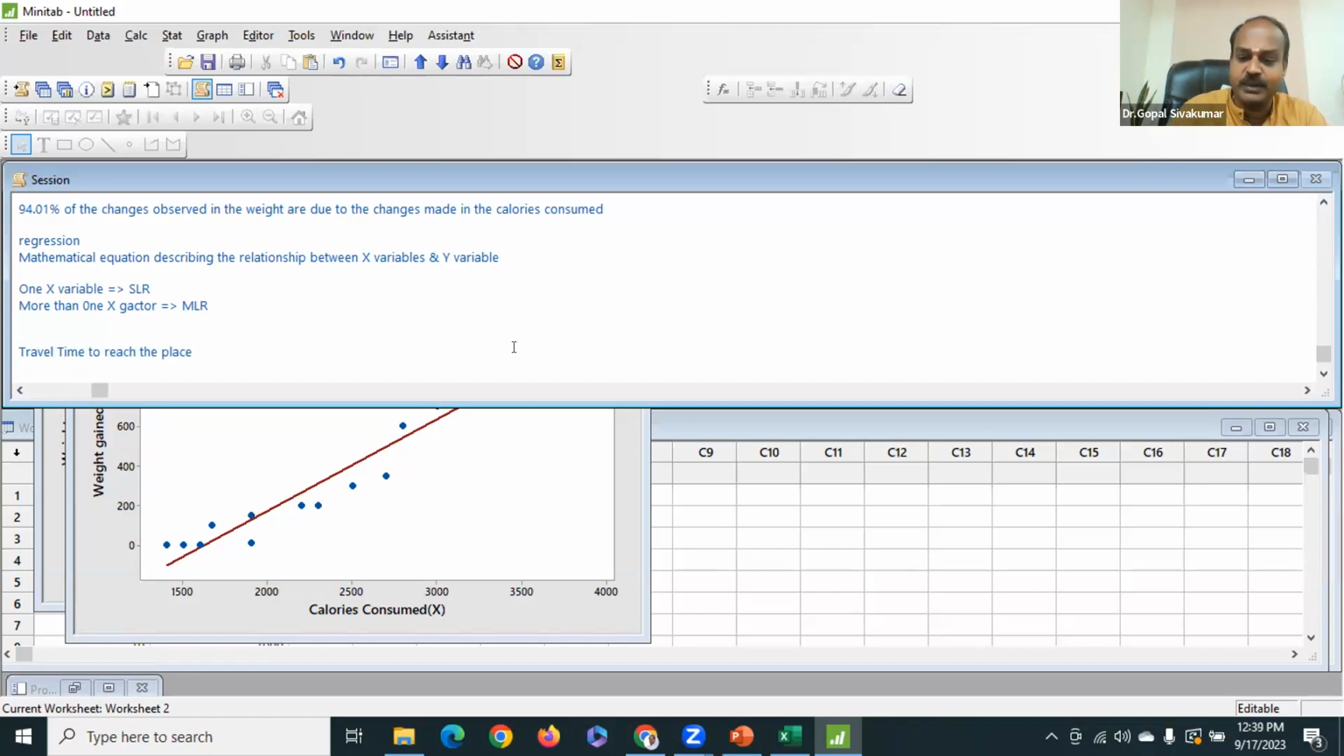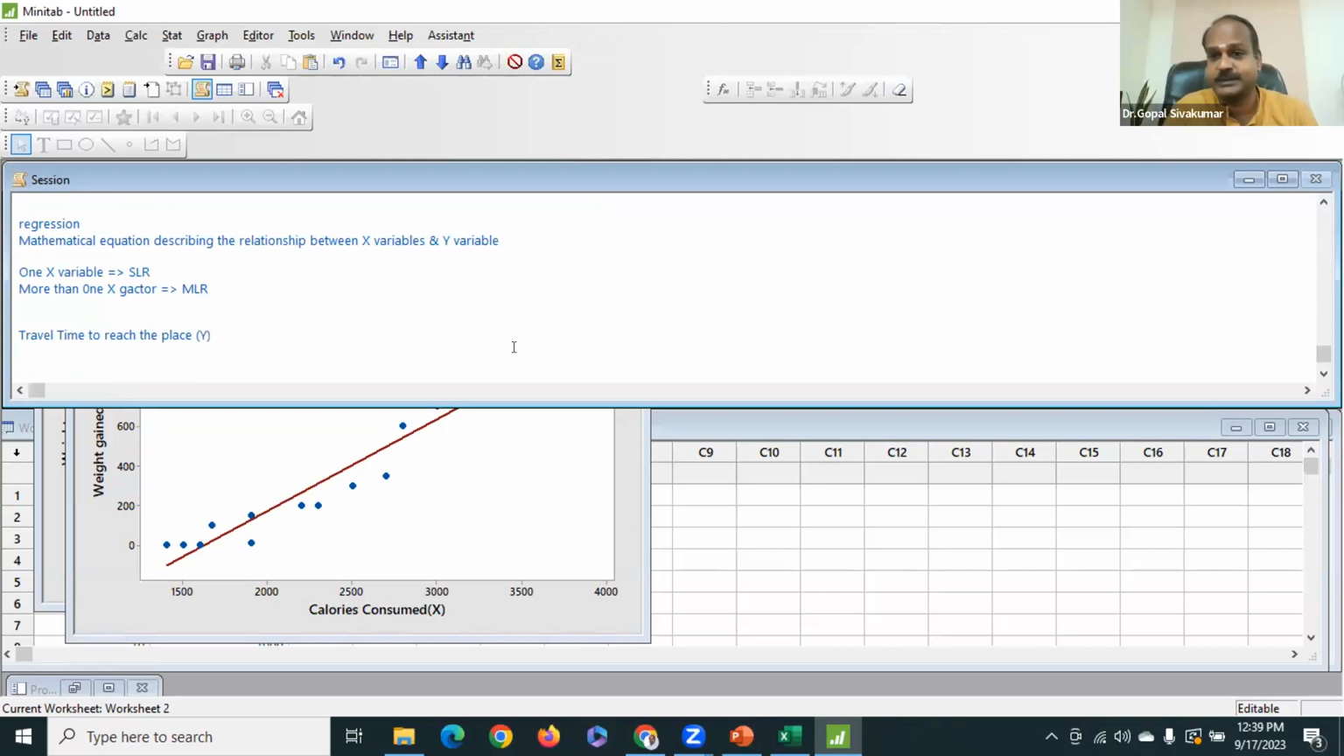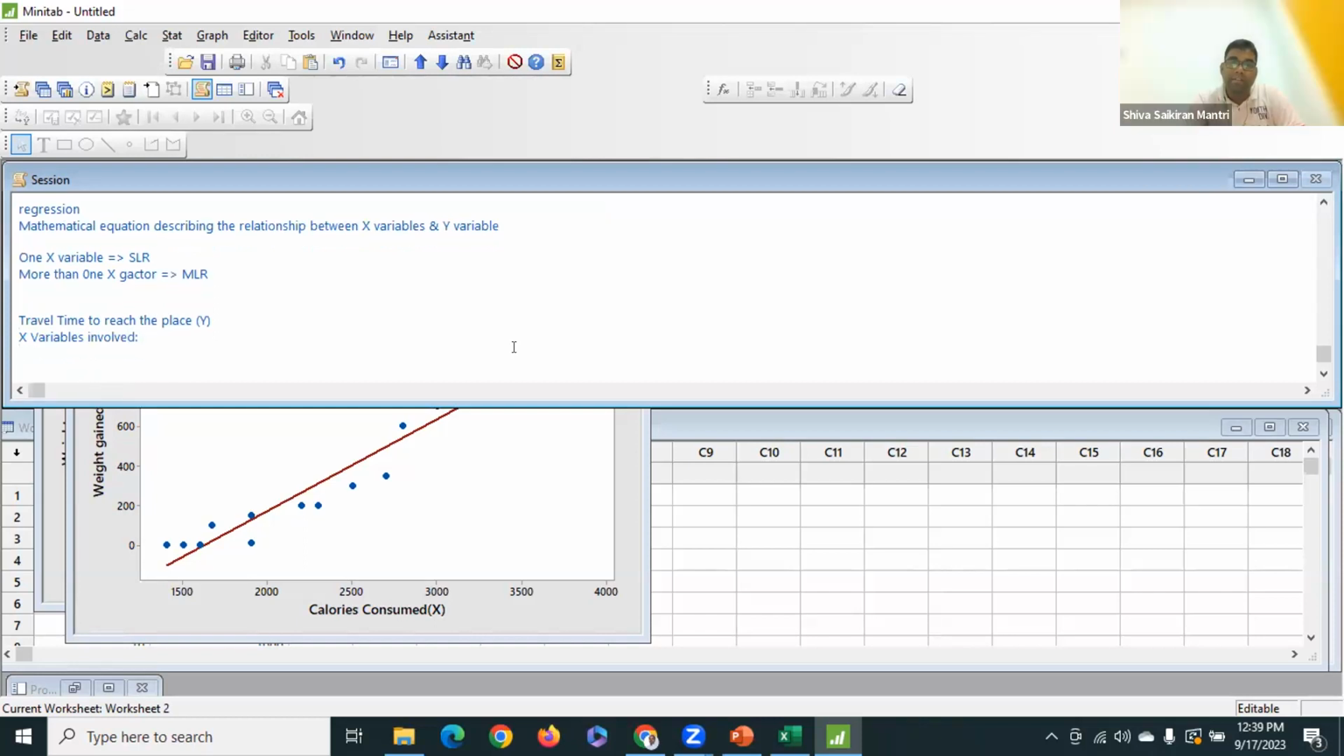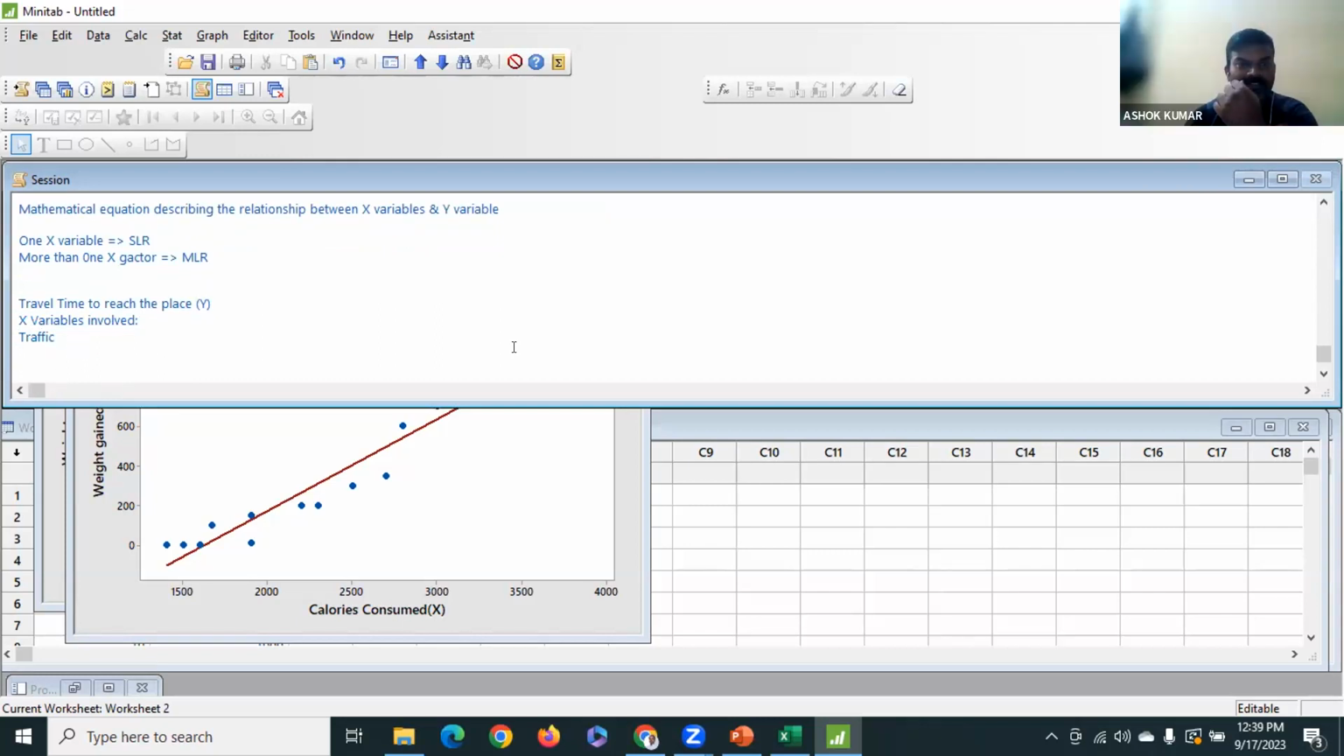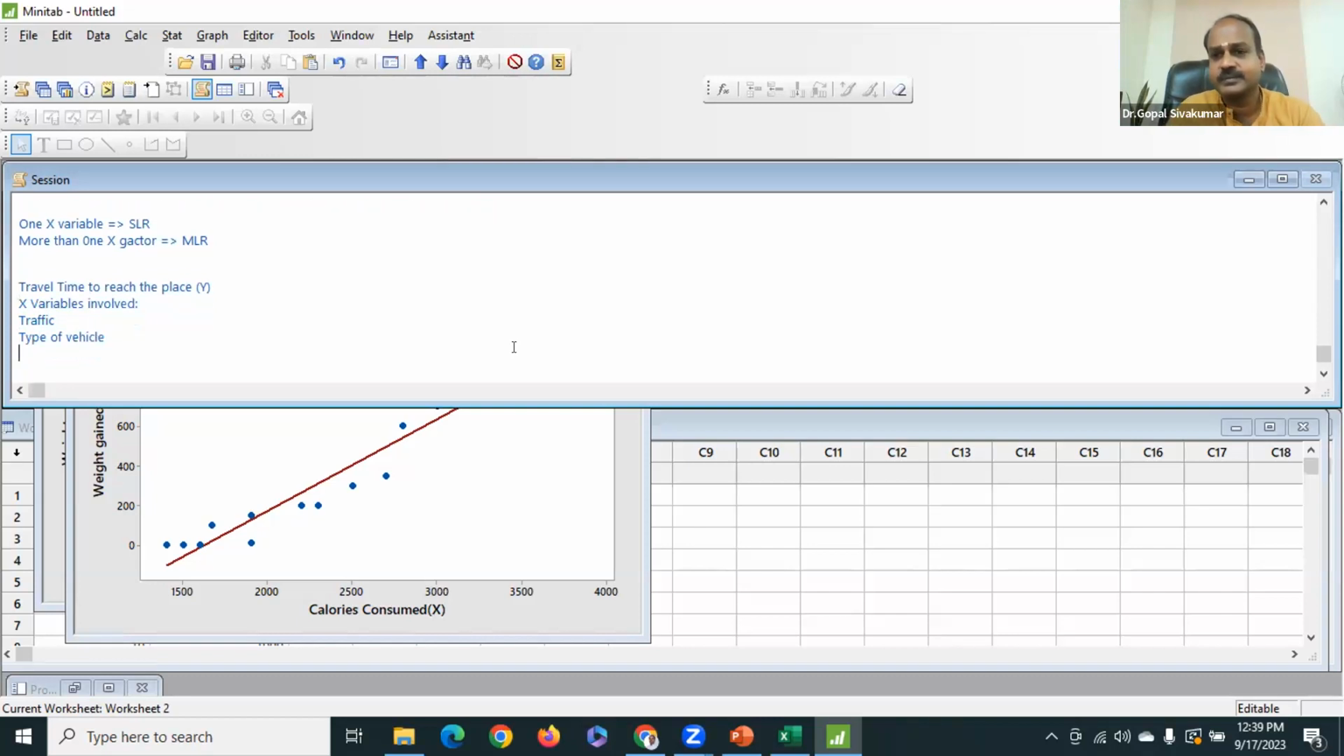This is x variable or y variable? Y variable. That is the final y. Now, there are x variables involved. What are the x variables involved? Traffic, type of vehicle, approach road, time started, distance, speed of vehicle. Distance is important or not? Yes.